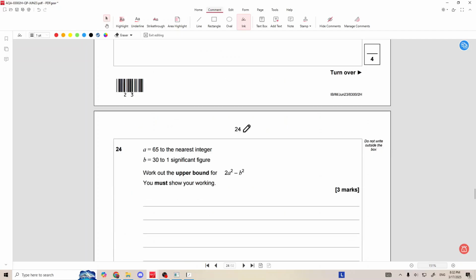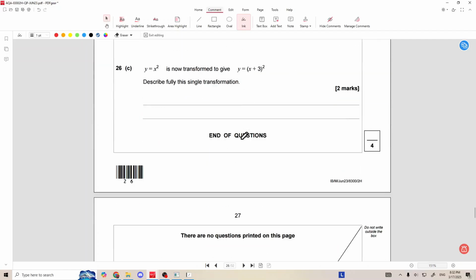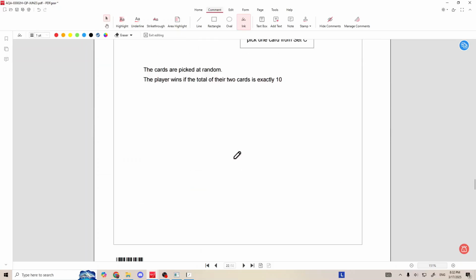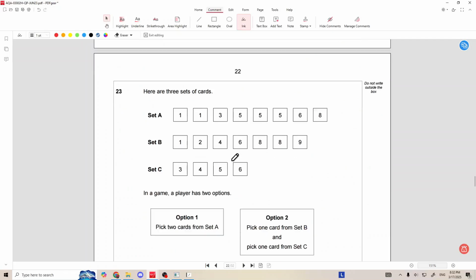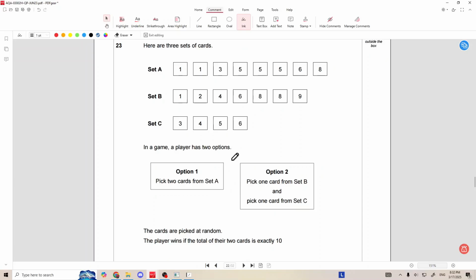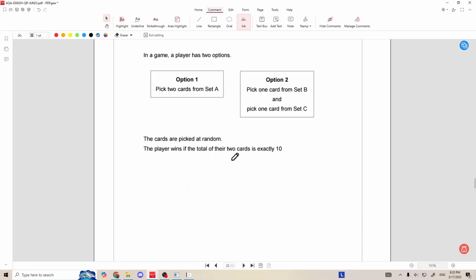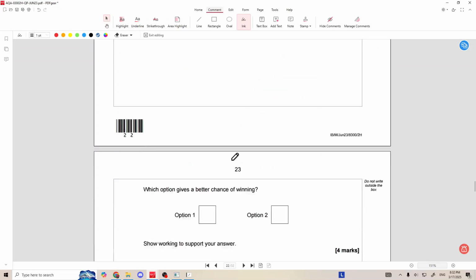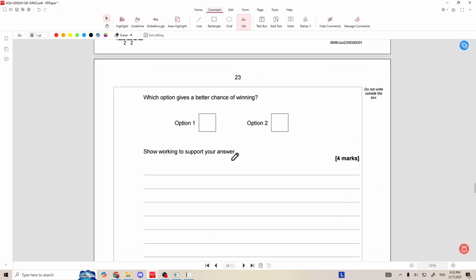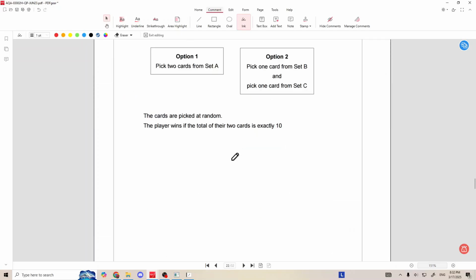How many questions do we have? Okay, 26, so we have about 30 minutes just to do 4 questions. Should be pretty simple. Here are 3 sets of cards. In a game, a player has 2 options. Option 1, pick 2 cards from set A, and option 2, pick 1 card from set B and pick 1 card from set C. Which option gives a better chance of winning? Show working to support your answer.